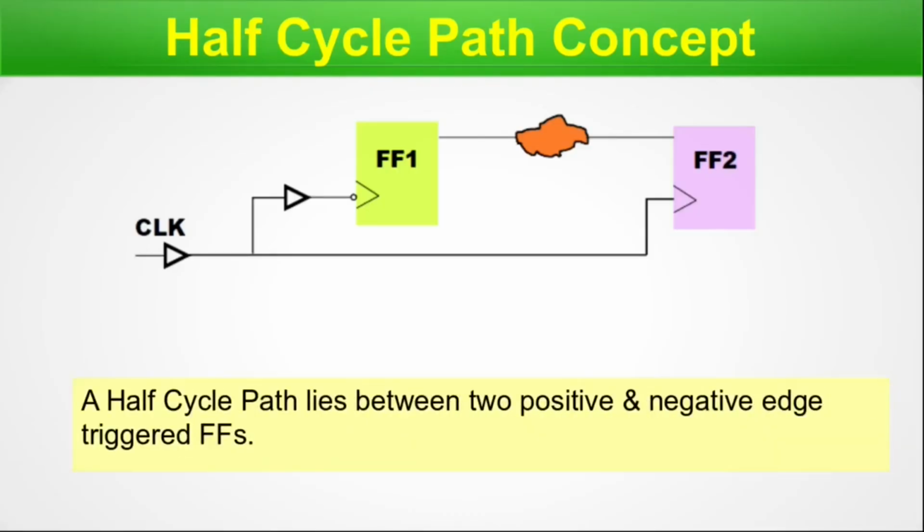A half cycle path lies between positive and negative edge triggered flip-flops. In the design, if there is such a path where there are two flip-flops in between which the data traversing is taking place, one positive edge triggered and the other negative edge triggered, then that particular path of data transmission will be termed a half cycle path. So we are done with the concept and with this slide.